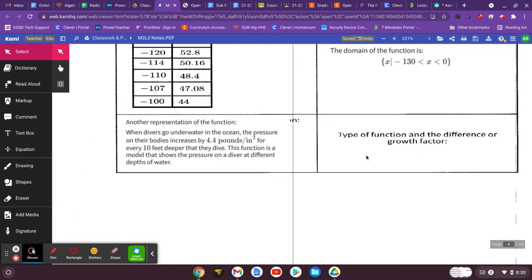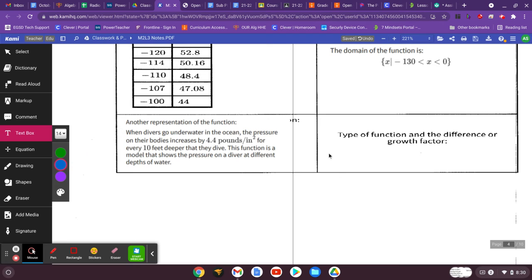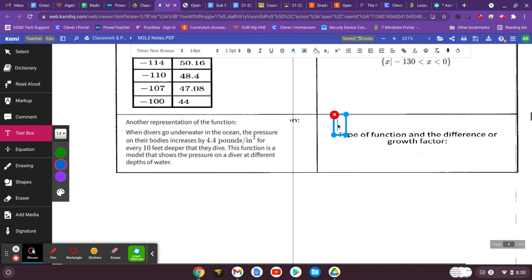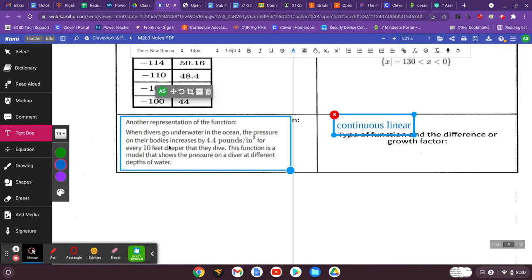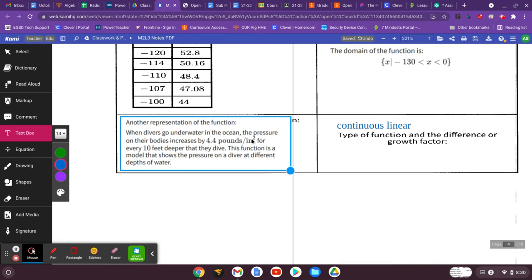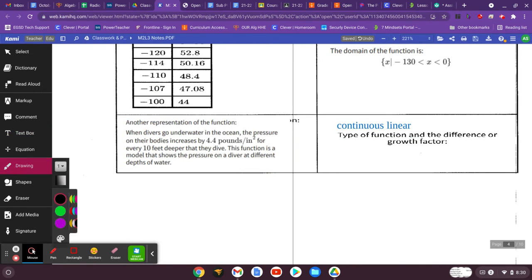Okay, so now I need the type of function and the growth factor. So I am going to go ahead and type this one in, at least my function. My function is continuous, linear. Because if I'm looking at this, it increases 4.4 pounds every 10 feet. So that sounds like a slope to me. And actually, how I'm going to solve this then, when it comes to the common difference, because if it's linear, if it's down, every 10 feet deeper. So the negative, it doesn't really matter which one the negative goes with.